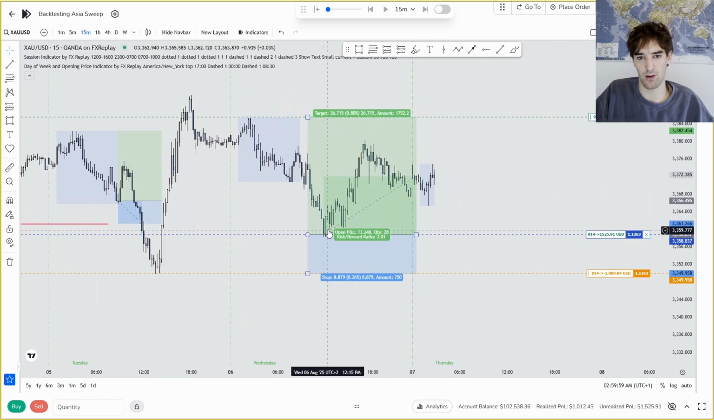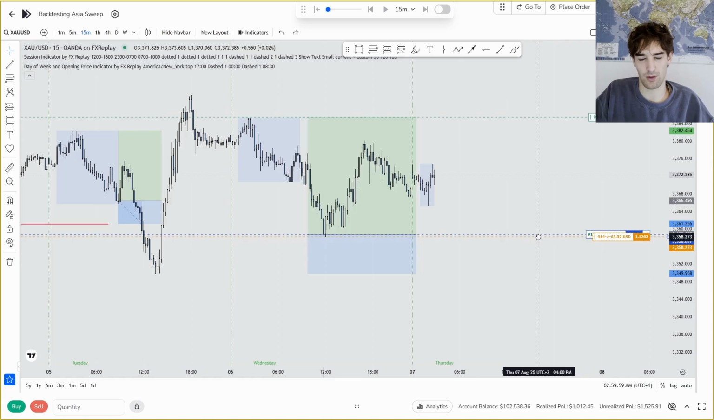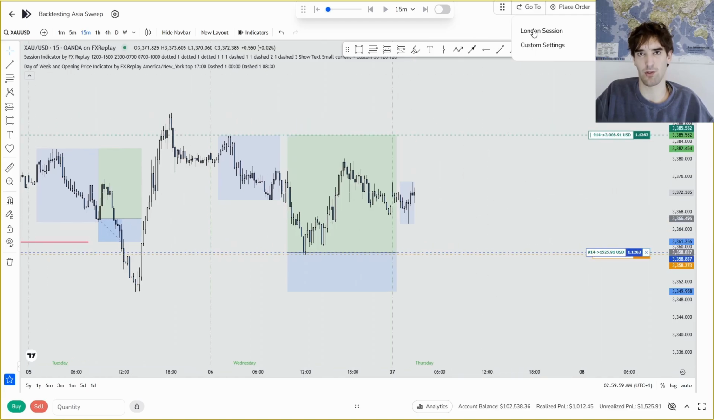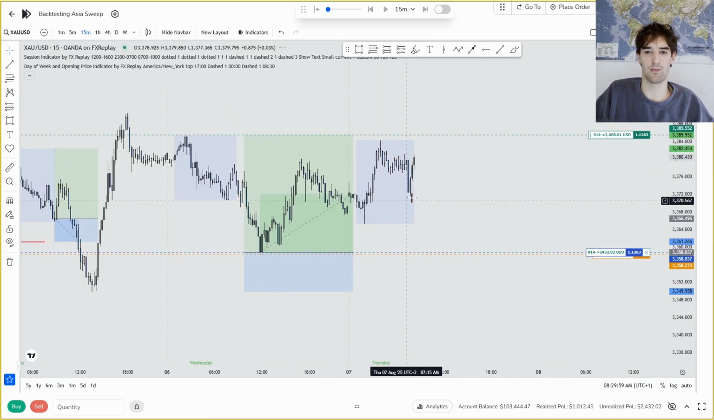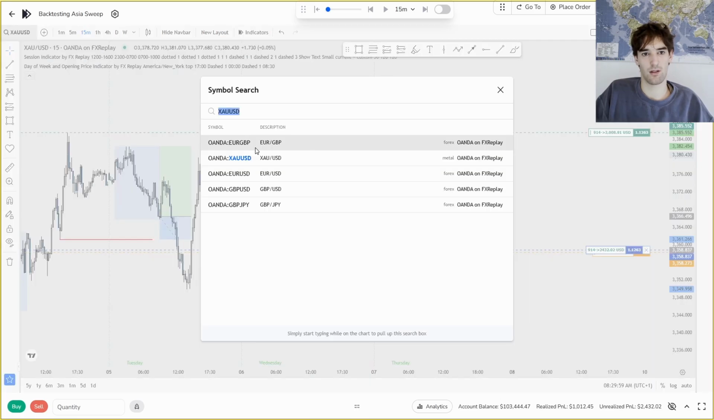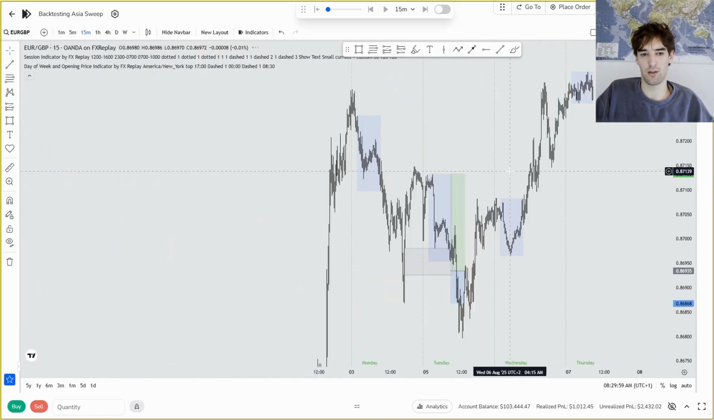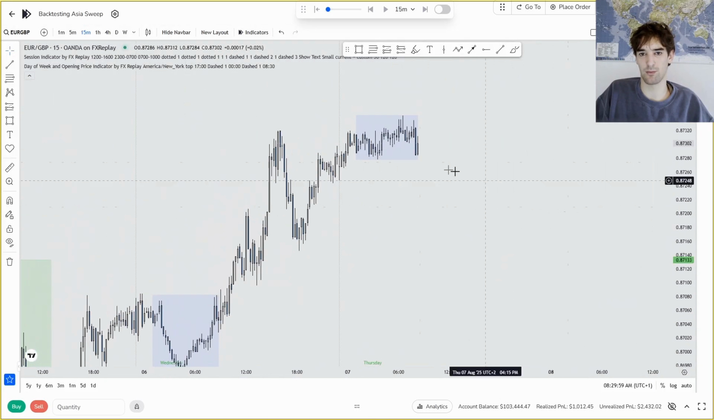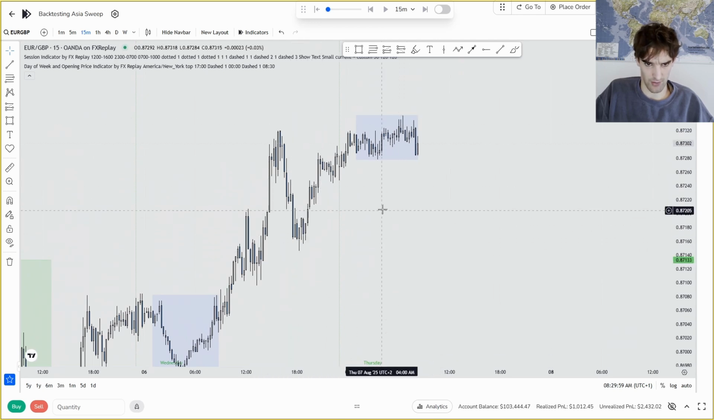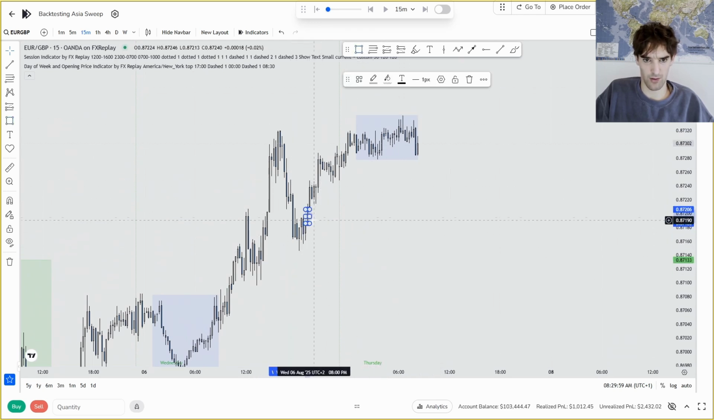Since we got a good entry and we had 2R, I would place my stops at break even and just hold overnight. Then we go again. EG looking very bullish. Small Asia range, so I don't like this one. Not that clean of a swing low. We do leave a fair value gap, but I don't like the structure behind it.